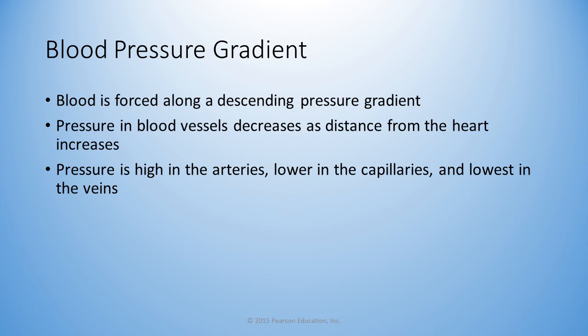There is what we call a pressure gradient, meaning the pressure within the blood vessels is not the same. It varies depending on where you are in the body, what type of vessel you're looking at. As the blood vessel increases its distance from the heart, the pressure tends to decrease. In other words, the pressure is highest in the arteries as the blood is just leaving the heart. As it continues through the arteries to the arterioles, down to the capillaries, that pressure is decreasing. And then the pressure is lowest in the veins as it's finally returning to the heart.